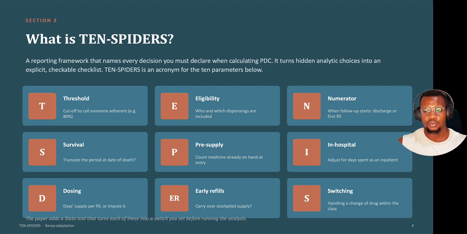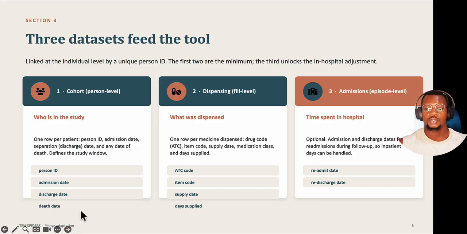Then dosing, where you have a day's supply per fill, or you can even impute it. For example, is it TDS? Is it BD? Is it OD? Then we have early refills, and then we have switching, handling a change of drug within the same class. Now, this paper looked at statins and P2Y12 inhibitors. These are the likes of clopidogrel and the platelets, really. But we look at that in the next slides. So they used 3 data sets.